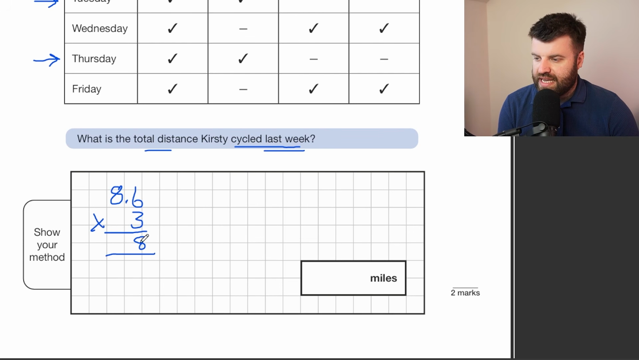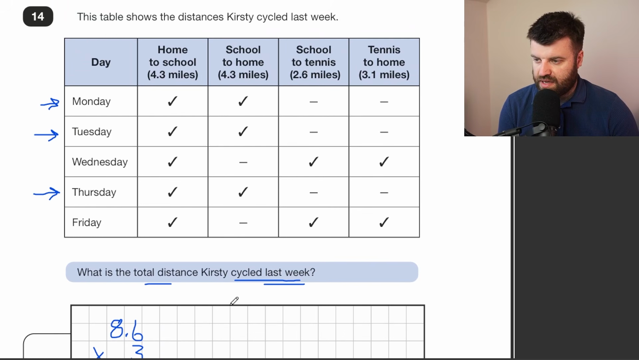3 times 6 is 18. Put your decimal in. 3 times 8 is 24, plus the 1 is 25. And that's 25.8 miles on Monday, Tuesday, and Thursday. Cool. That's the first part done.